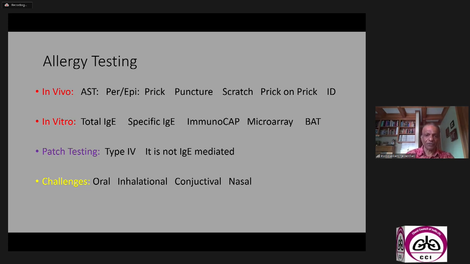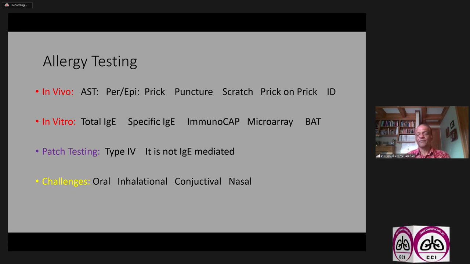So of all the tests, I would say prick skin test is the most effective, most sensitive, clinically correlating test. And ImmunoCAP is good, but it is expensive and it has less clinical sensitivity correlation. Patch testing is not a regular allergy testing at all. It is not IgE mediated. It is a type 4 reaction. It has nothing to do with B cells. It's a T cell phenomenon. So many times it is not considered an allergy test and the mechanism is totally different.